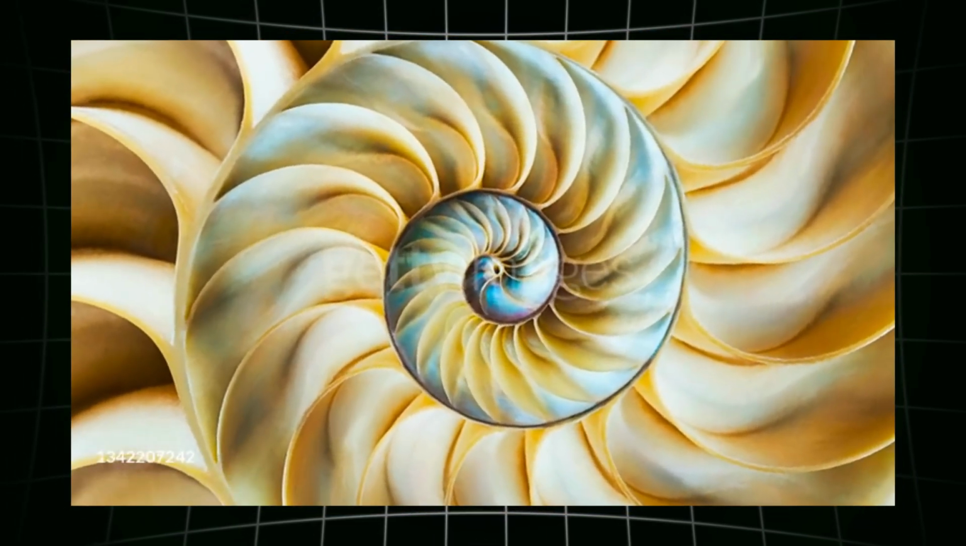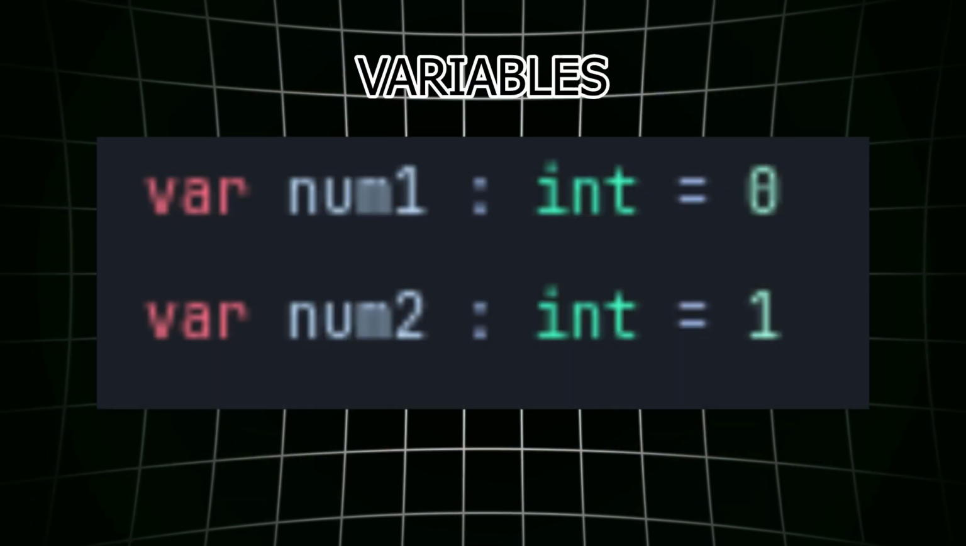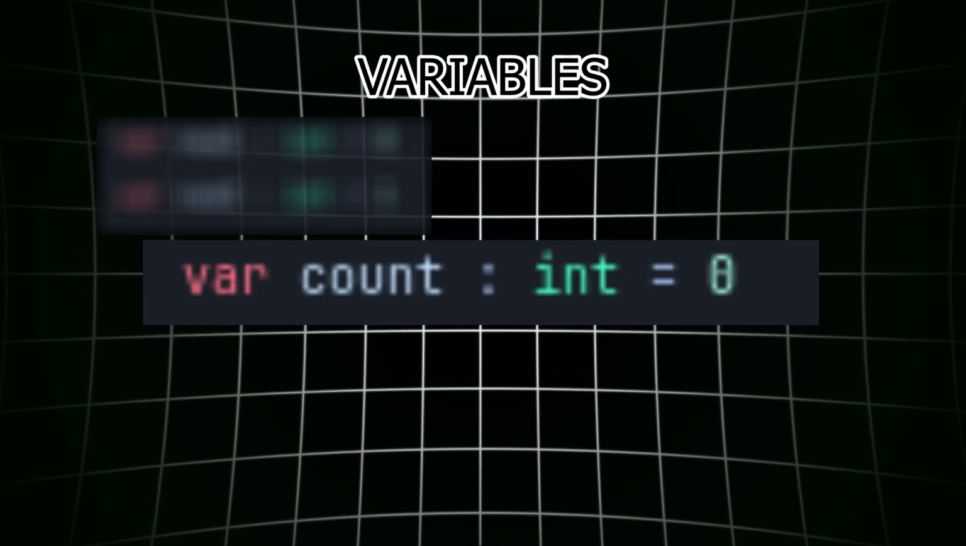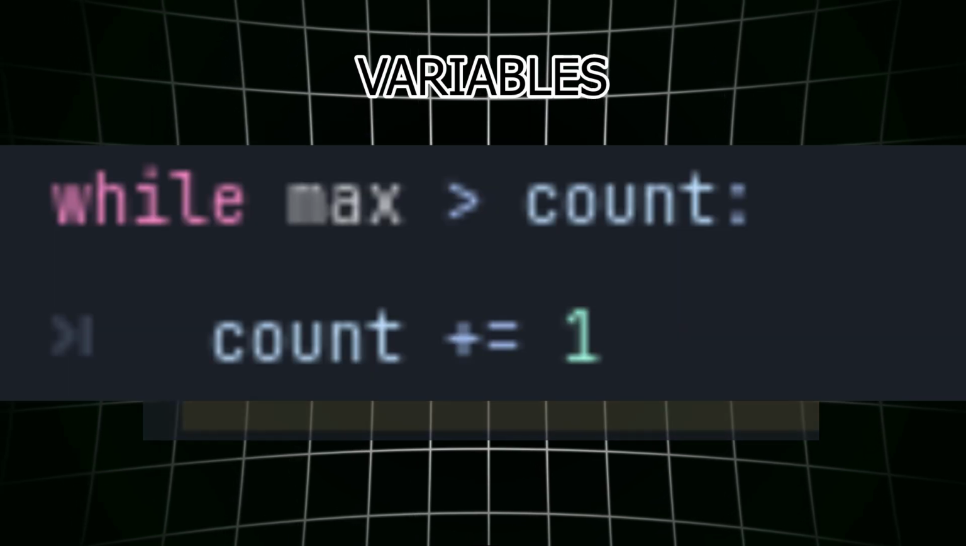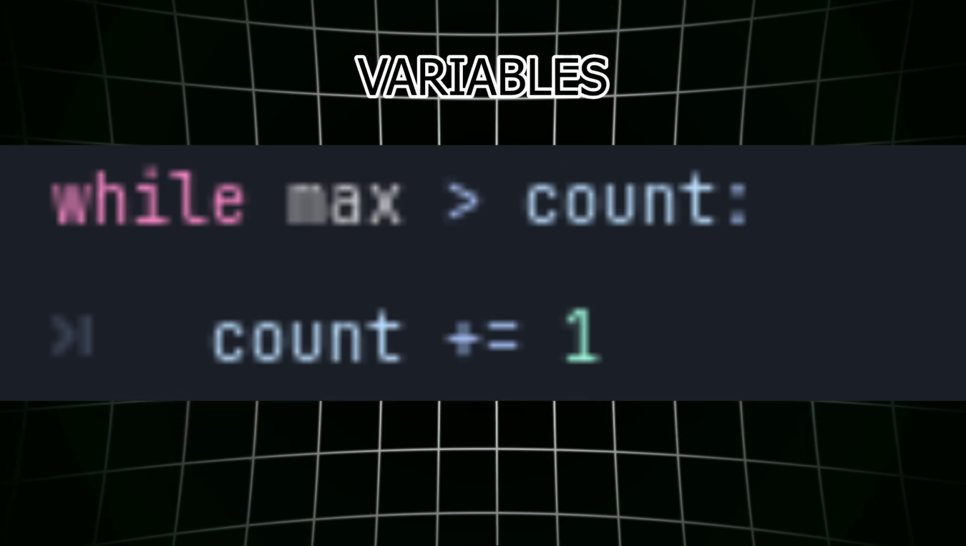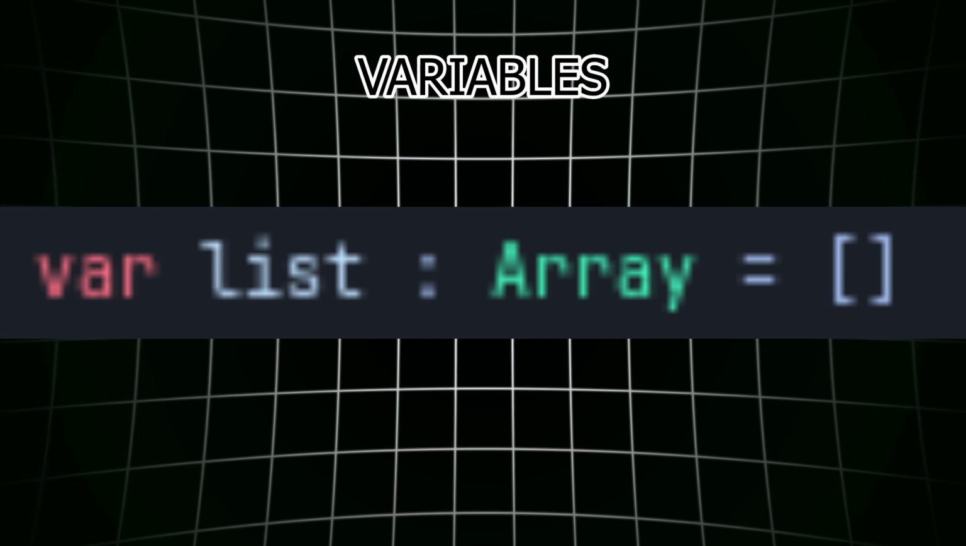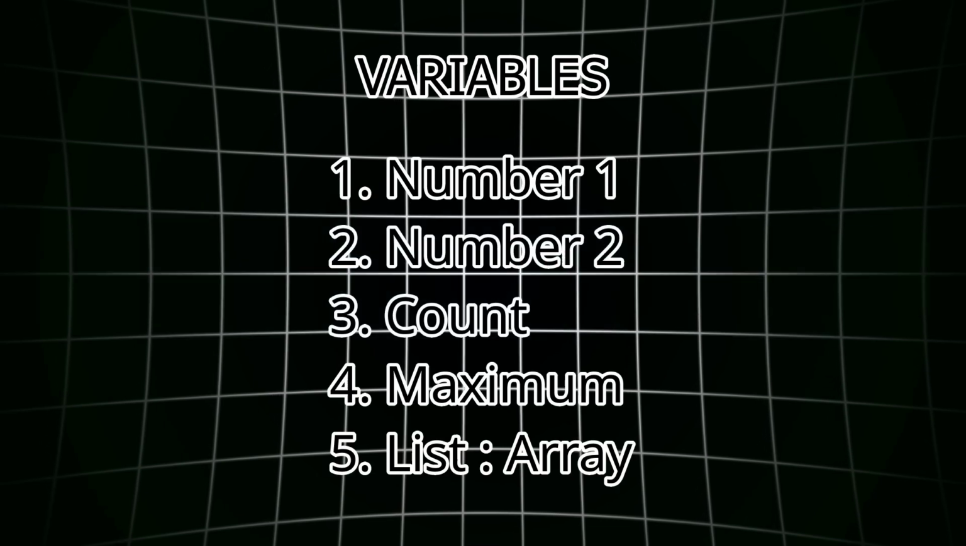The first step for running this sequence is to define some variables. The first two variables are starting number 1 and starting number 2. Then we define variables called count and maximum. Count tells us how many numbers we have generated, while maximum tells count how high it should go. Lastly, we'll create an array to store all our numbers.